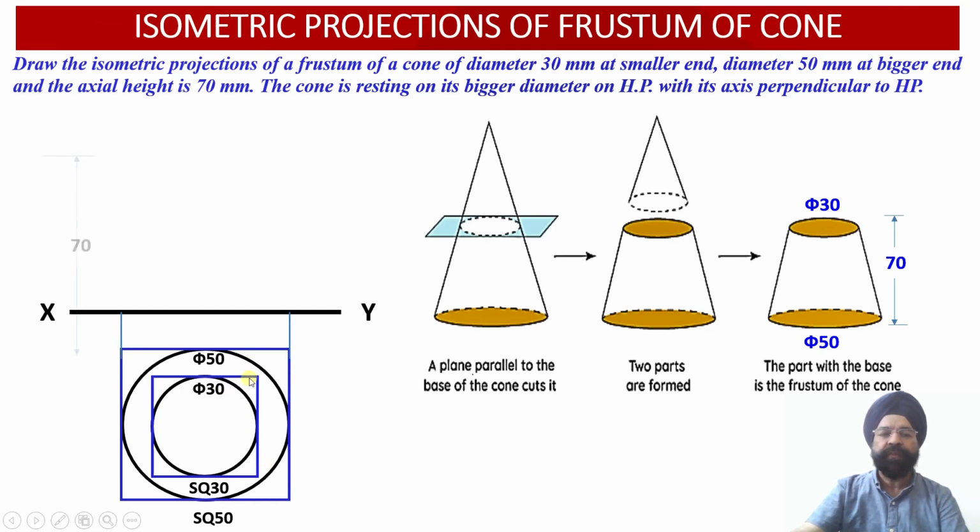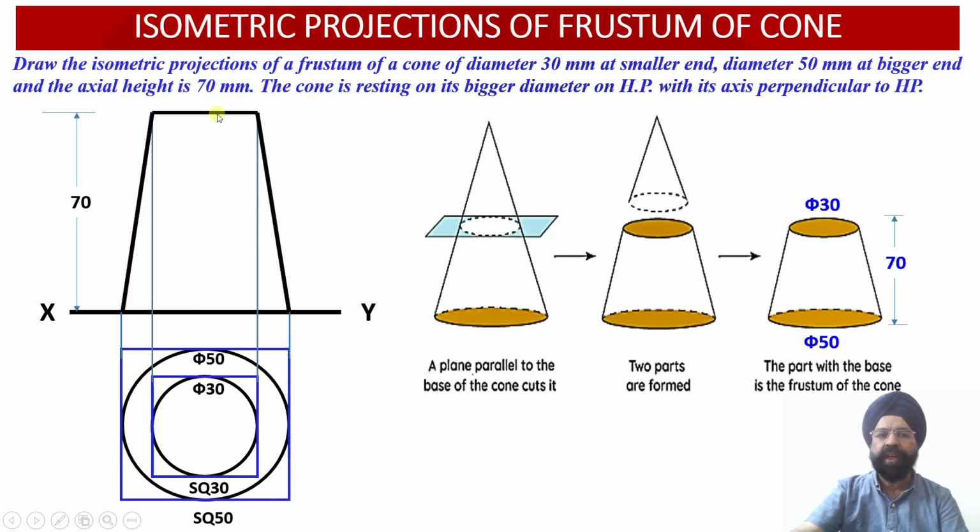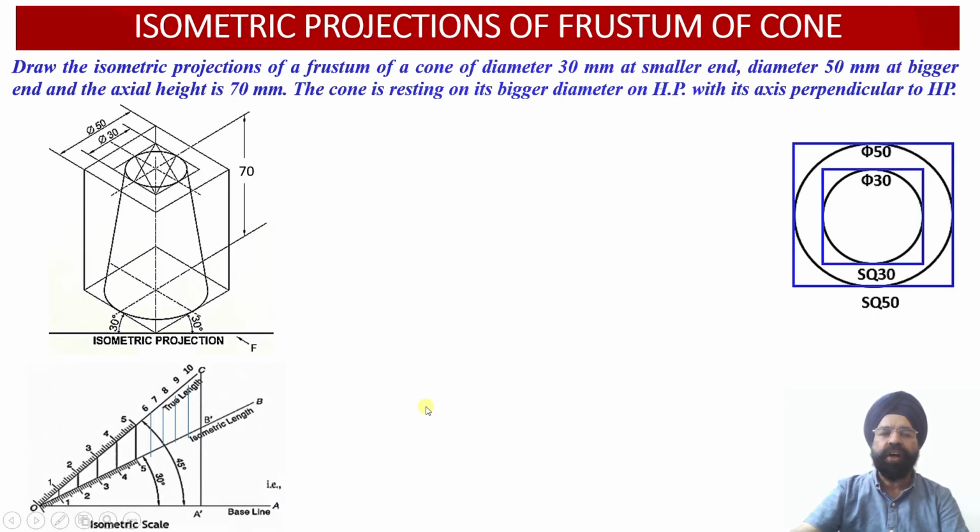Now let us draw the front view. In the front view, we know the axis height is equal to 70 millimeter, and once we take the projections upwards, this is going to be the top surface of the frustum of the cone. It will have the length of 30 millimeter, whereas the length of the base will be 50 millimeter. So this is the front view of the frustum of the cone, whereas this is the top view. So let us see how we can draw these projections onto the isometric axis.